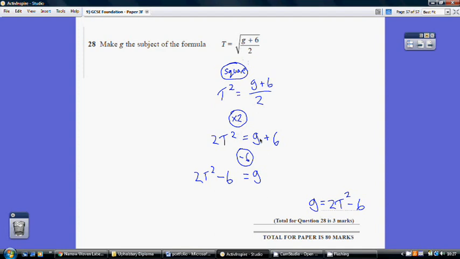So 2t squared equals g plus 6. Then finally we're going to subtract the 6 from both sides. So 2t squared minus 6 equals g. So our final answer is g equaling 2t squared minus 6.